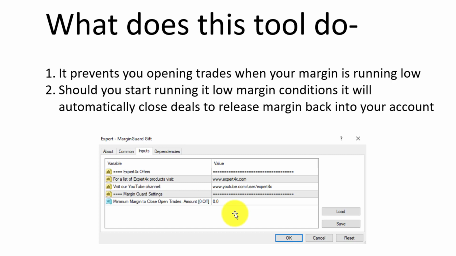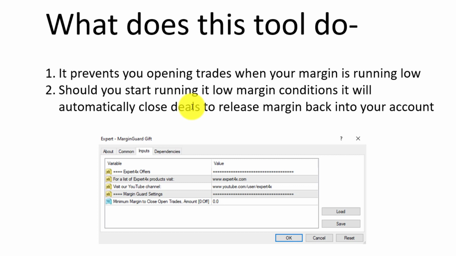And that's the purpose. You don't have to do it manually. You can sleep through this process. The EA will automatically close deals or not open deals that will result in your account going into a dangerous free margin level. It will normally close, strangely enough, the most positive deal, so that it releases back into your account the most money it can.